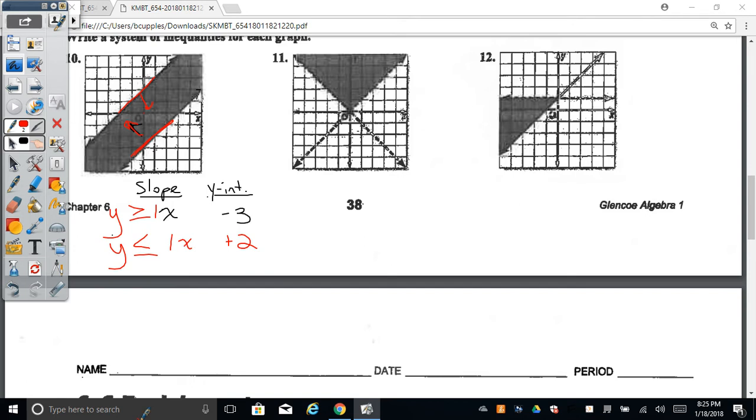So I hope that made sense. You can go ahead and try numbers 11 and 12. The sub will have the key if you want to make sure that you have the right answers. And you can go from there.